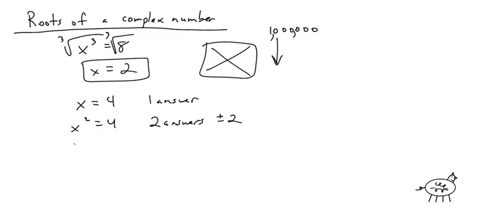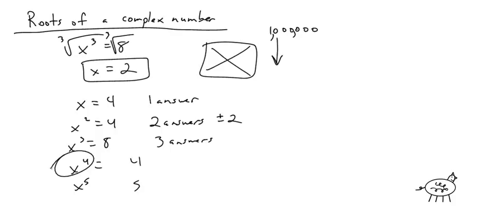Okay, and so what does x cubed equals 8 give me? Well, I really should have 3 answers. And x to the 4th equals something, and x to the 5th, right? This is 4 answers and 5 answers. So really, whatever the exponent is, that's how many answers you're going to have. All right, so let's do this problem now. It's x cubed equals 8.